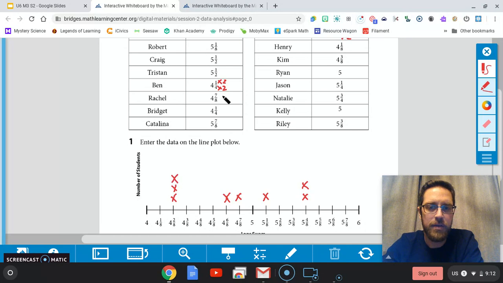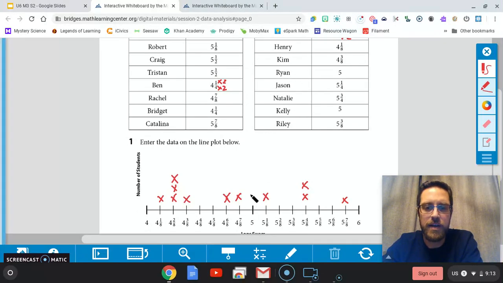So adding that one, 4 2/8, 5 7/8, 5 7/8. Then I'm going to go start over here. Henry swam 4 1/8. So I'll put one at 4 1/8. Kim was 4 3/8. So I'll plot one at 4 3/8.